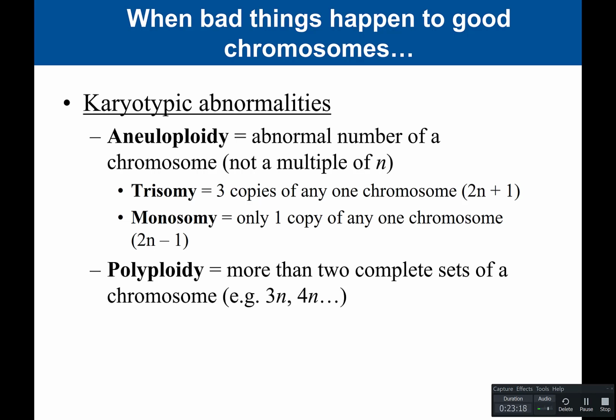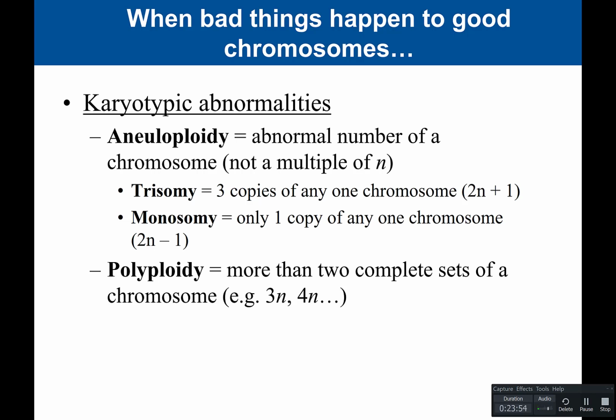An example of this that you've all probably heard of, trisomy 21, which is Down syndrome. That results from having an extra copy of chromosome 21. Monosomy, only one copy of one chromosome. So 2n minus 1. Monosomy is not very likely. Usually that is lethal if you are missing an entire chromosome, especially in sex chromosomes, which you'll see. That's the exception to that.